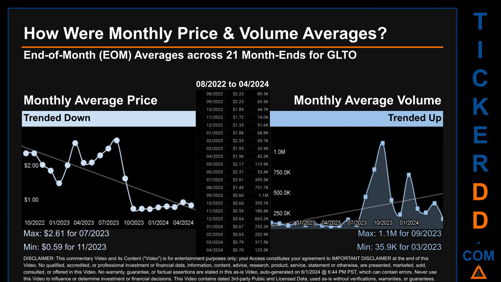The maximum end-of-month average price was $2.61 for 07-2023, while the minimum was 59 cents for 11-2023. Looking at volume, 09-2023 and 03-2023 respectively saw the highest and lowest monthly average volume at 1.1 million and 35.9 thousand.